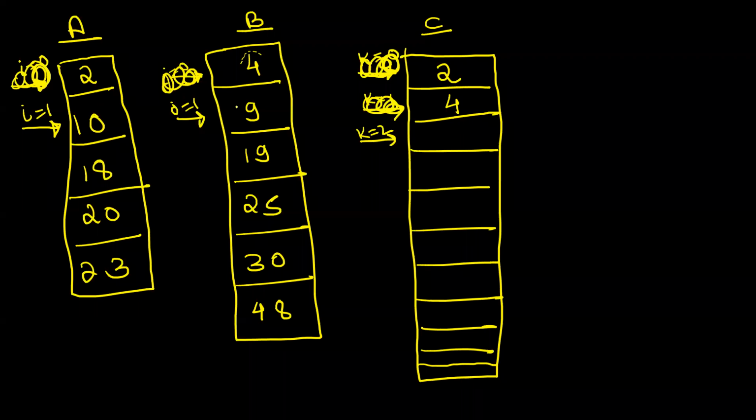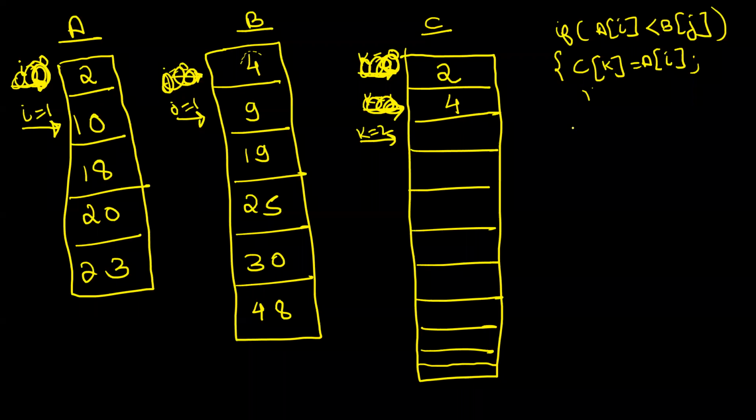You see that boss, B of J is lesser than A of I. So what will you do? I pick up this element. So C of K is equal to B of J. So what I'm trying to do is this comparison: if A of I is less than B of J, then I do C of K is equal to A of I, and then I move K forward and I move I forward. Else, I am taking the element from B of J. So C of K is equal to B of J.